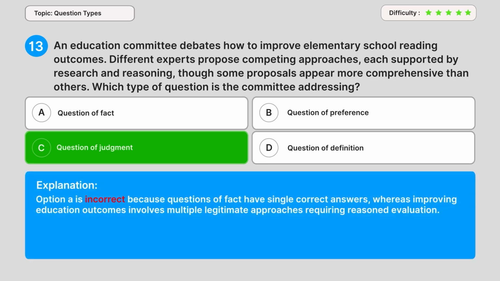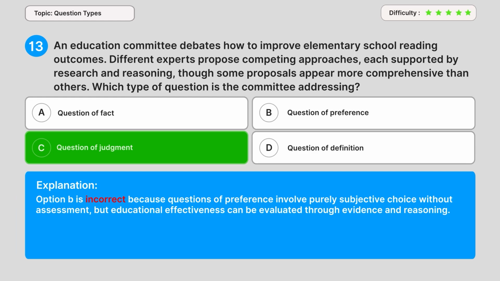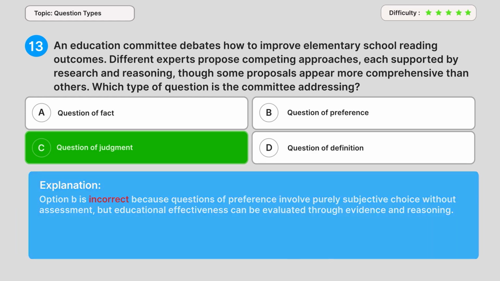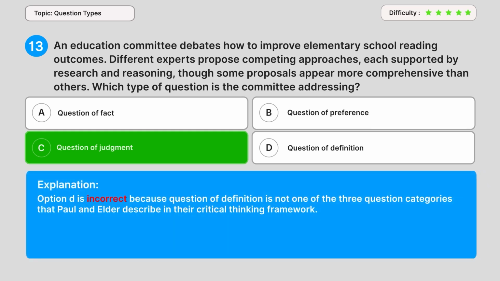Option A is incorrect because questions of fact have single correct answers, whereas improving education outcomes involves multiple legitimate approaches requiring reasoned evaluation. Option B is incorrect because questions of preference involve purely subjective choice without assessment, but educational effectiveness can be evaluated through evidence and reasoning. Option D is incorrect because questions of definition seek to classify something and do not address complex problems with competing solutions.